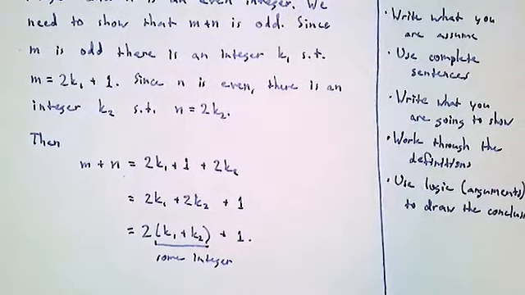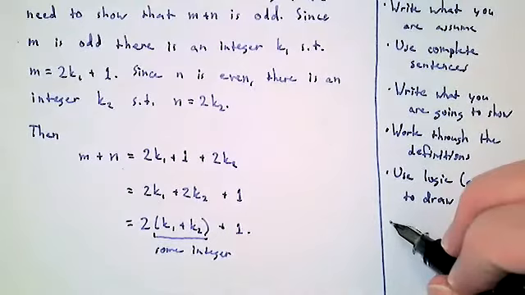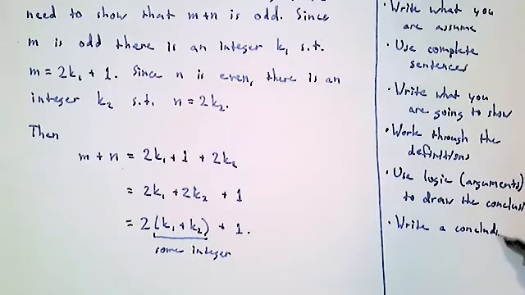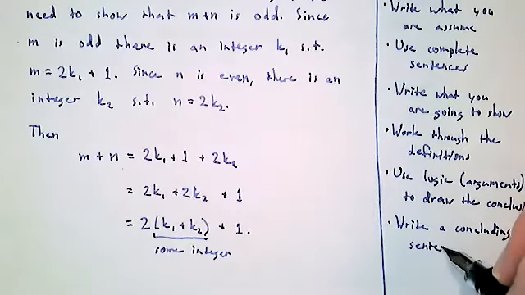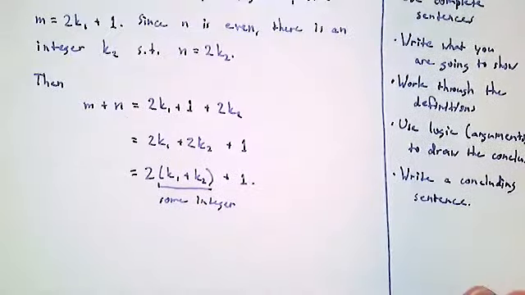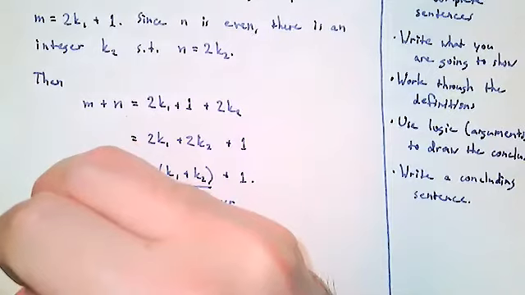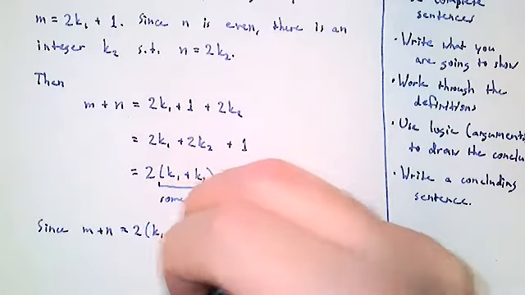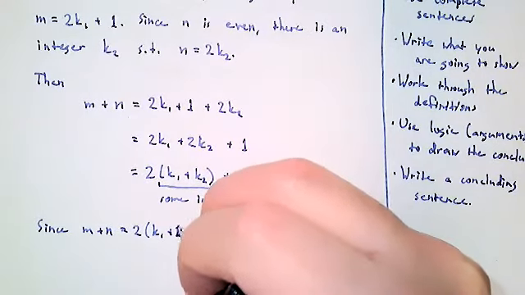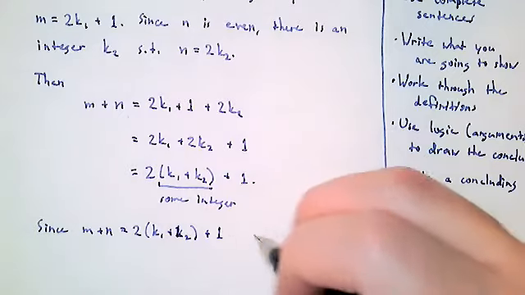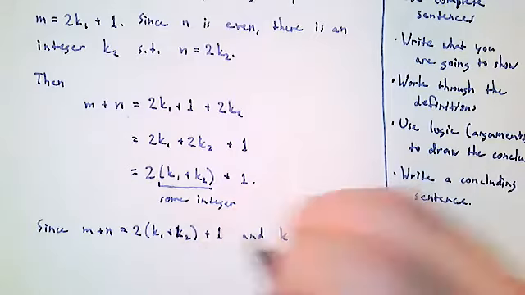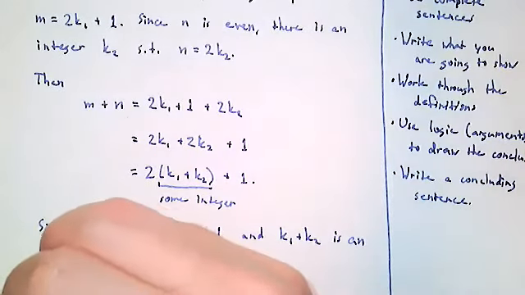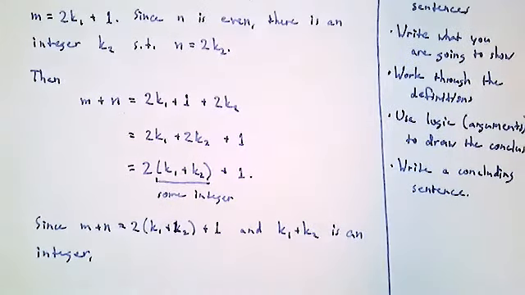So this means we're done. We just have to write a concluding sentence. So you could say something like, since m plus n is equal to 2 times (k1 plus k2) plus 1, and we know that k1 plus k2 is an integer, we now know that m plus n is odd.